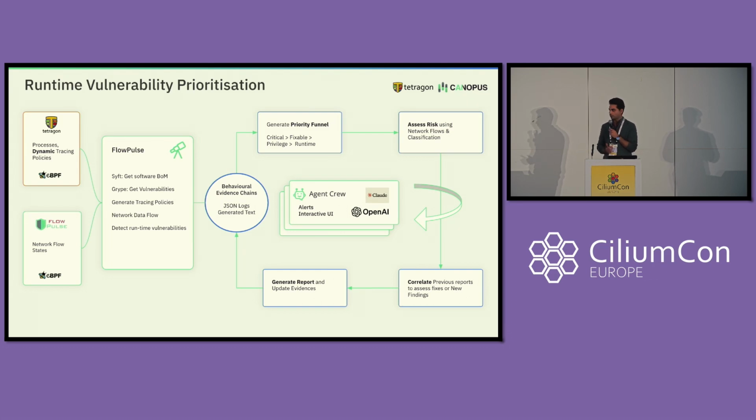It takes around 1 to 2 minutes for the agent crew to generate that report and consumes around 30,000 to 60,000 tokens, costing around 25 cents per report, which is pretty good.